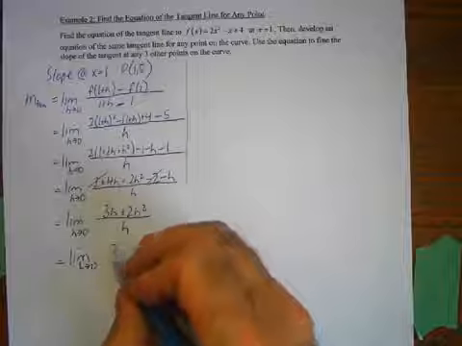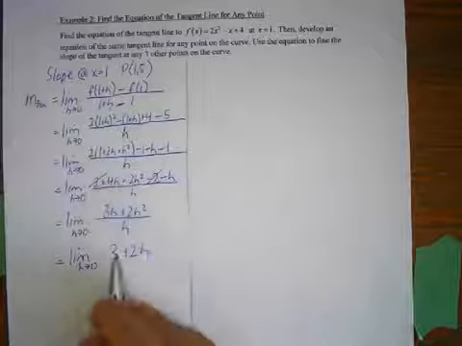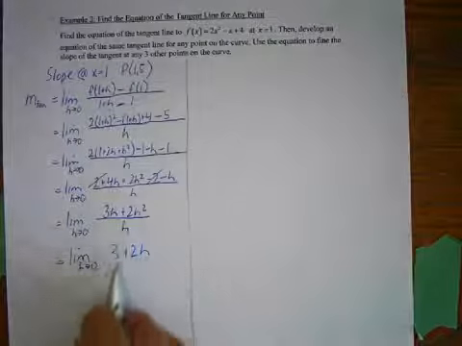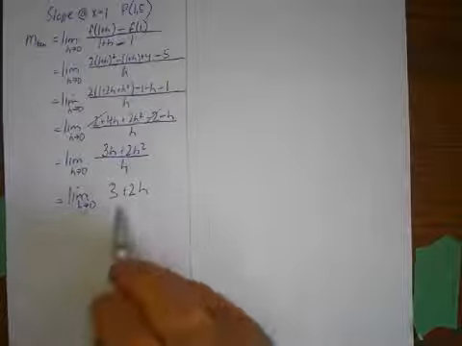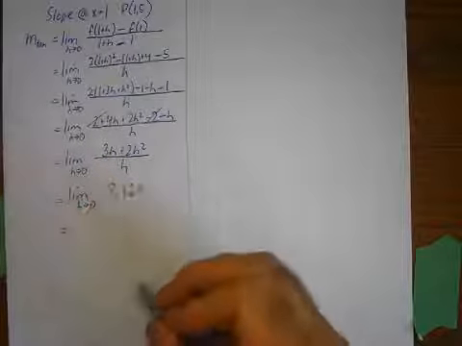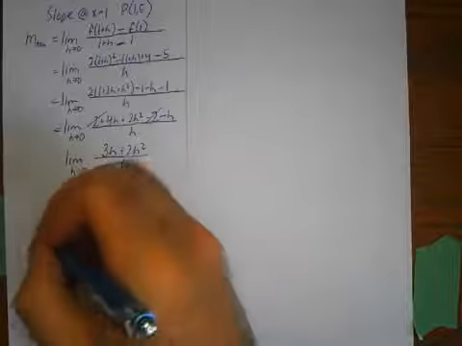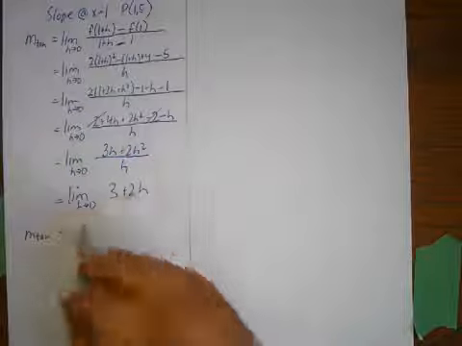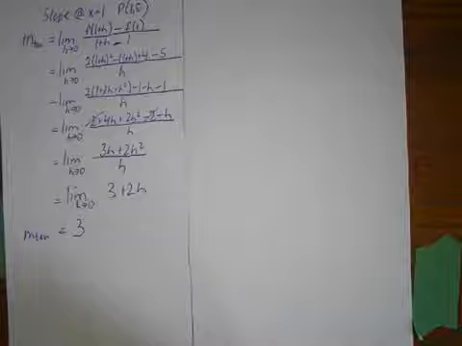So you notice I got rid of the h on the bottom because each of the terms in the numerator had an h. So at this point now I can say, hey, look, I can plug a 0 in for h. So I get the slope of the tangent is equal to, as I plug 0 in there, 3. Okay, so that's the slope of the tangent at x equals 1 for the function f.